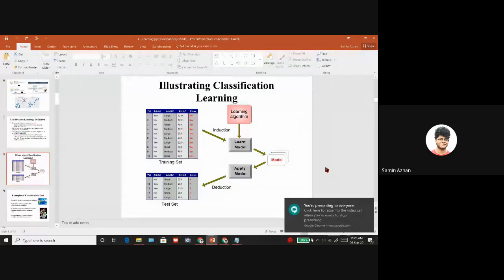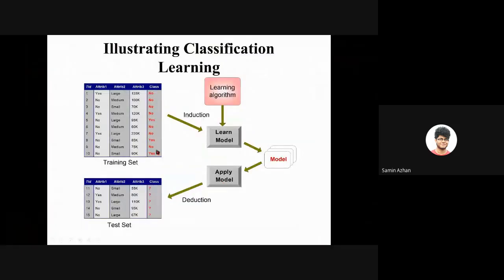So there's an example given. I hope after seeing this, it'll be even more clear to you. Let's say this is our training set. This is like our attribute 1, attribute 2, attribute 3. So these are our attributes or our features, and this is our label, class, yes or no. So this is an example of a classification. We have two classes, yes or no.